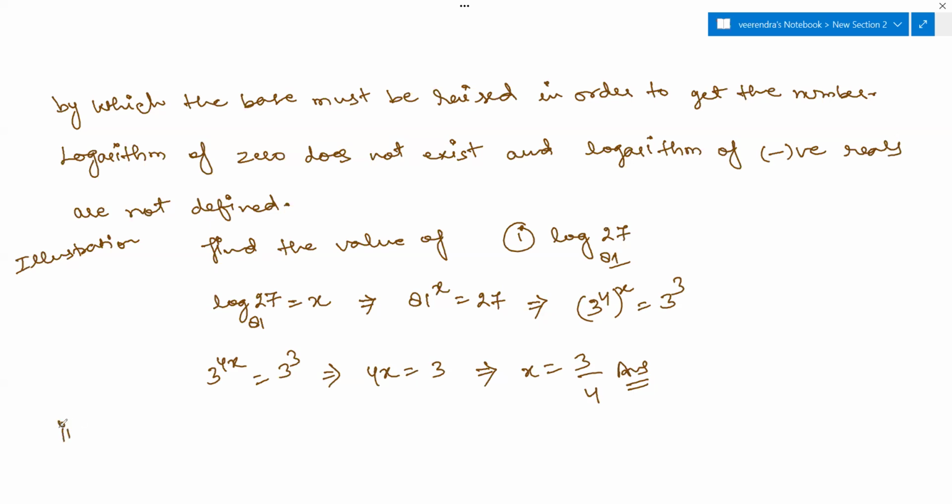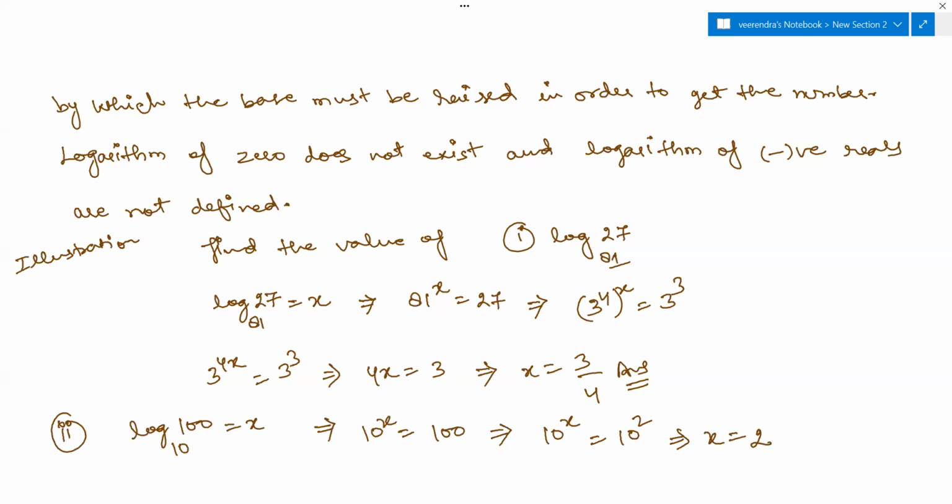Second example is log 100 to the base 10 is equal to x. So from here we can write it as 10 power x is equal to 100, which can be written as 10 square. So if we compare, yes, we can see the bases are same, so we can compare the powers. x value will be 2.